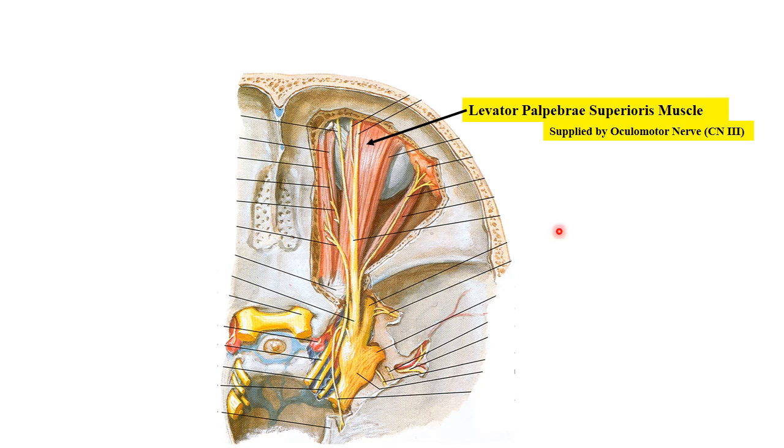Okay? Its nerve supply is cranial nerve 3, or the oculomotor nerve. So the oculomotor nerve doesn't just move the eye around. Obviously, it moves the eye around because its name is oculomotor. But remember, it also is an elevator, a very, very important elevator of the upper lid. Okay? It basically is an eye opener.